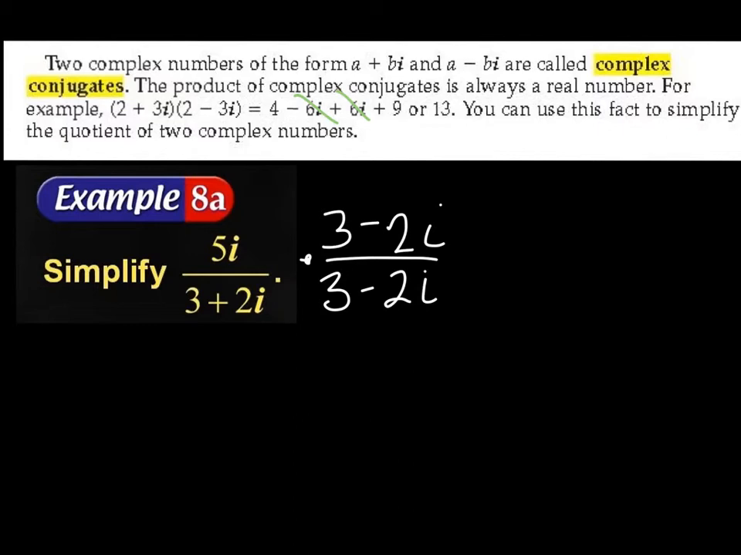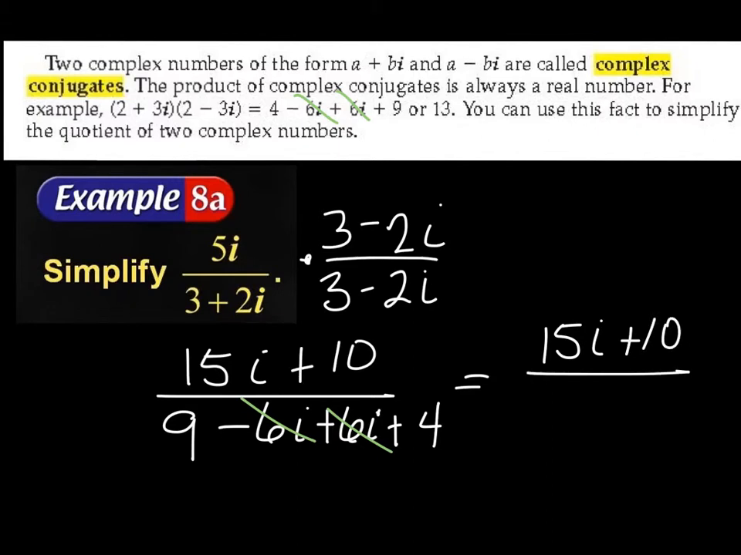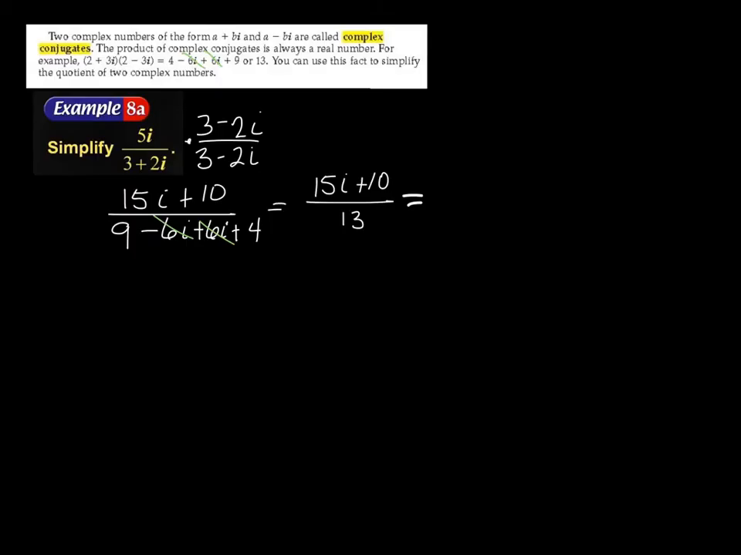So we can distribute, and we're going to have 15i minus 10i squared, which would be the same as plus 10, over 9 minus 6i plus 6i, and then positive 2 times negative 2 is negative 4, but then i times i is i squared, so we'll change that to plus 4. And of course, our opposites cancel out. So we've got 15i plus 10. And in the denominator, 9 plus 4 is 13. Standard form, we're supposed to have the real part first, so I have 10/13 plus the imaginary would be 15/13 i.